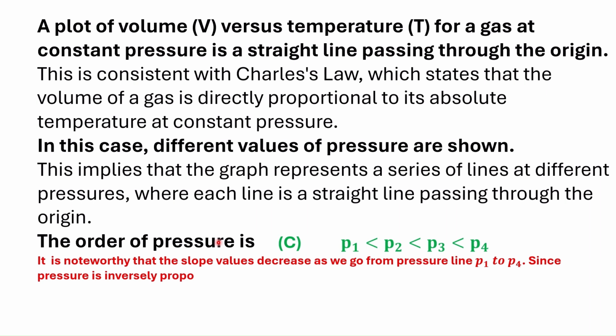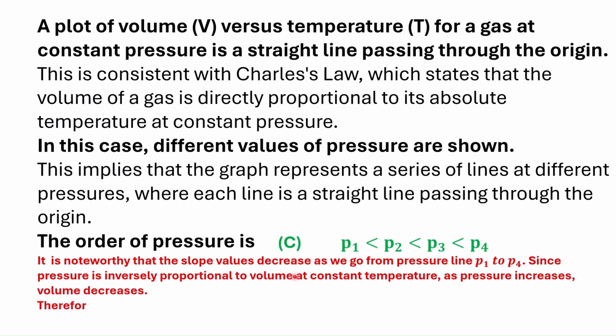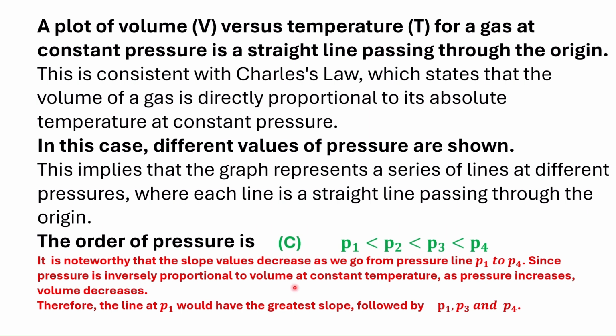Well, these are the lines represented with different pressures. And what is very important and we have to note down is that the slope values decrease as we go from line P1 to P4. We find in the figure, since pressure is inversely proportional to the volume at constant temperature, as pressure increases, volume decreases. That means when pressure is increased, volume is decreased. So the line at P1 would have the greatest slope, followed by P2, P3, and P4. This is important and has to be noted carefully.